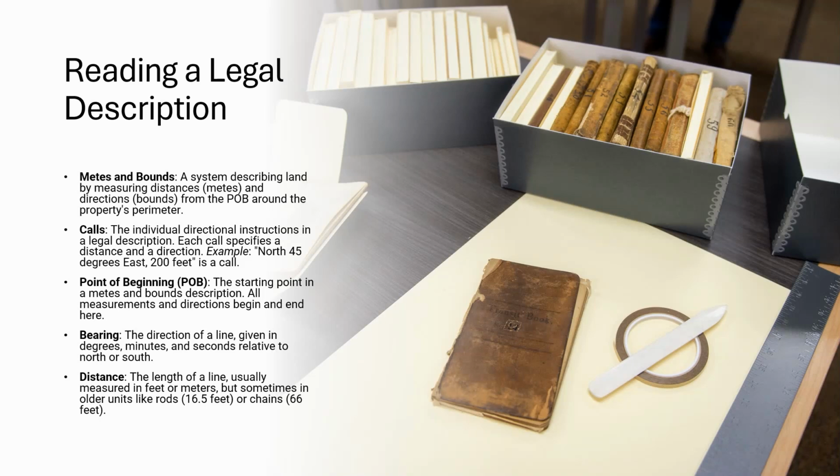Then we have our point of beginning, or commonly referred to as our POB. That's the starting point in a metes and bounds description, and all measurements and directions begin and end here. It is the most critical monument to set, that point of beginning. And it's one of the most important ones to try to recover, because it is from that point, when you're doing a proper retracement, that you should begin every retracement survey. It's not always an option, but you need to make sure you do the most you can to start there, because that's going to help you understand where any potential error may have come from when you retrace it as they did it.